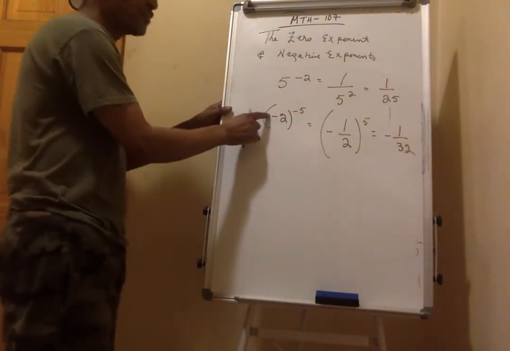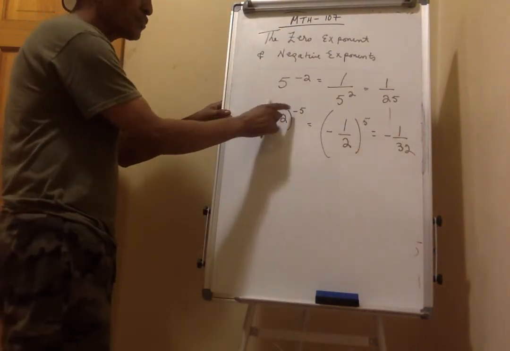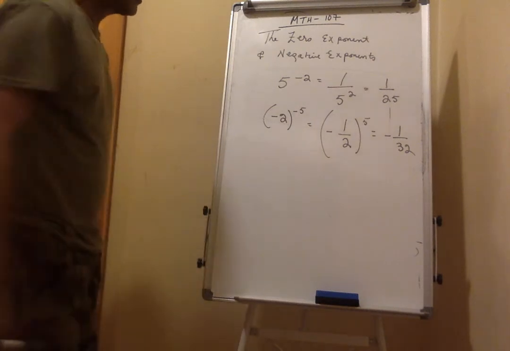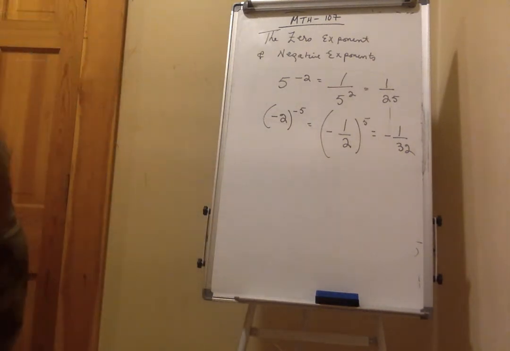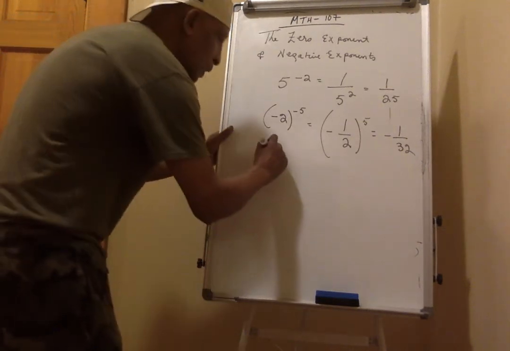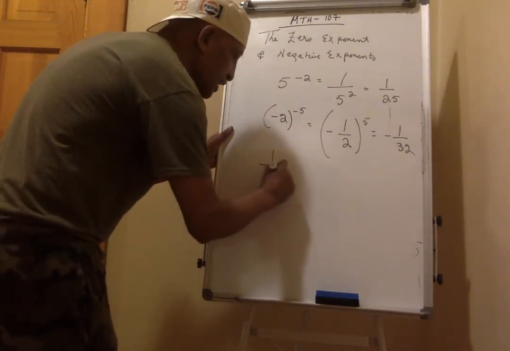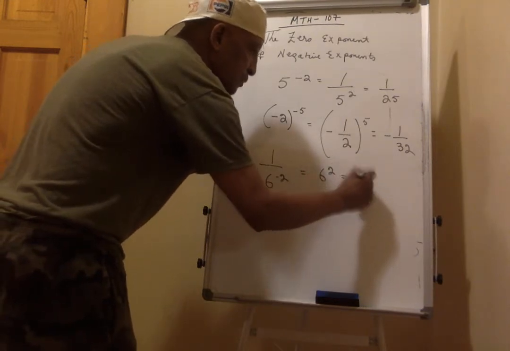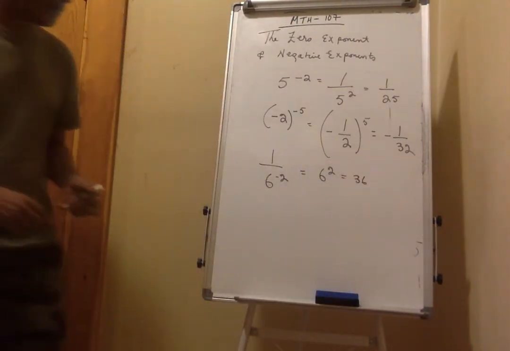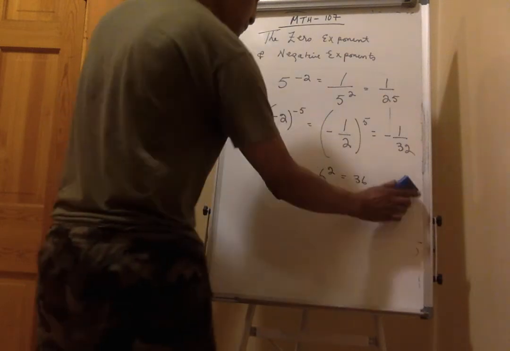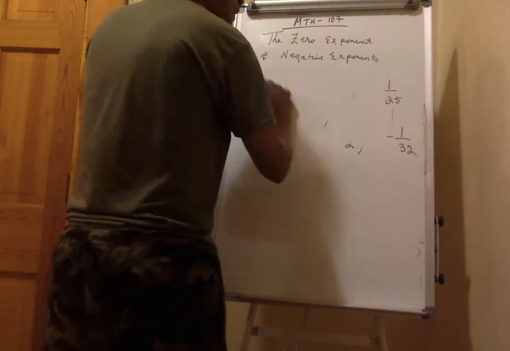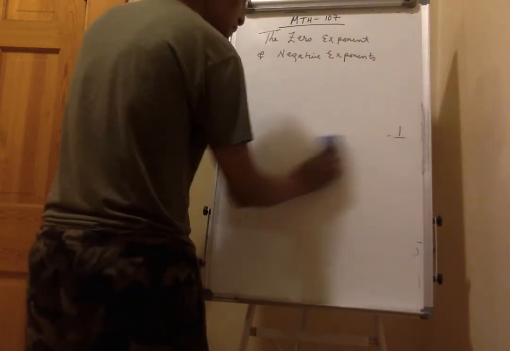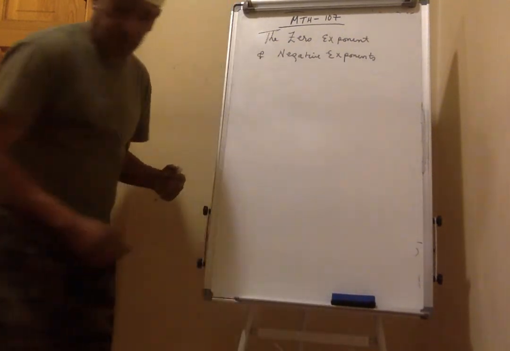Mind you, I didn't change the sign. The only thing is what? Just find its inverse. 1 over 6 to the negative 2 is the same as saying 6 to the second, which is also 36. Okay.